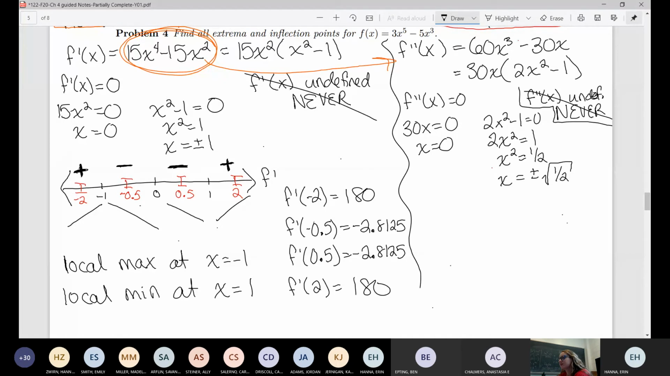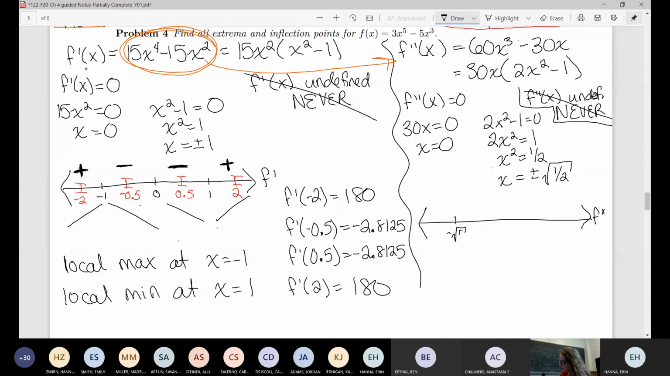Should you technically reduce that a little bit, rationalize the denominator? Yeah, I guess so. But who cares? I care more about you knowing the calculus at this point than knowing how to rationalize the denominator. So you can totally leave it as the square root of 1/2. If you want to rationalize it, go right ahead. Or if you want to write it as a decimal, go right ahead. Whatever floats your boat.